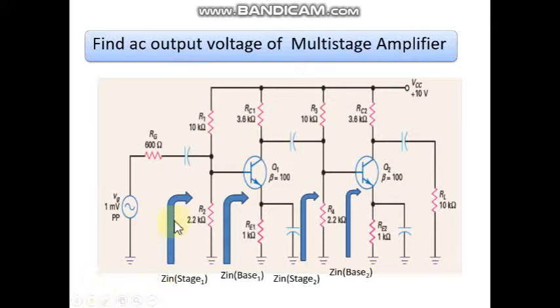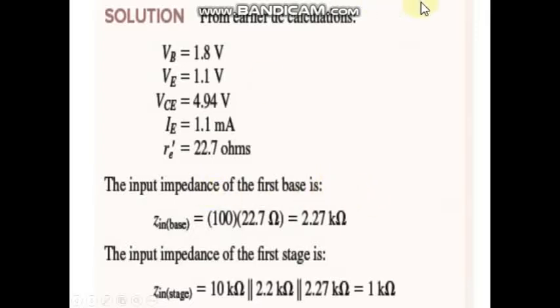This is called Z in stage 1, Z in base 1. This is Z in stage 2 and this is Z in base 2. From the earlier DC calculations, we know the value of IE and RE dash, that is 22.7 ohm. That will remain as it is. The input impedance of the first base is beta RE dash. The value of beta is 100. So Z in base will be 2.27 kilo ohm.